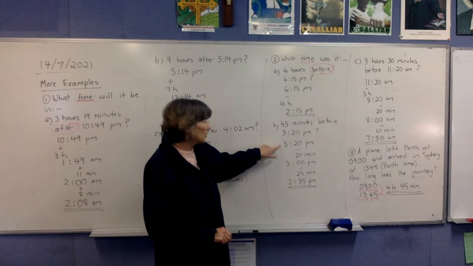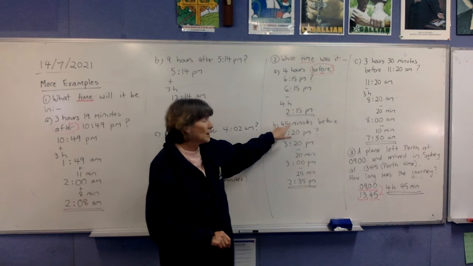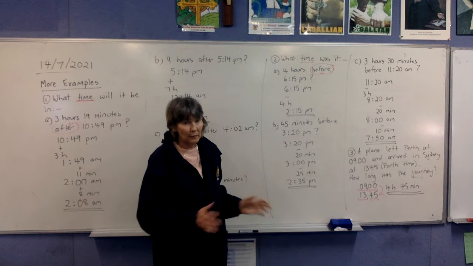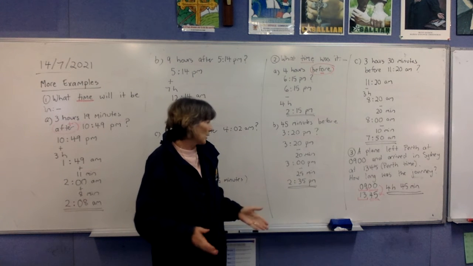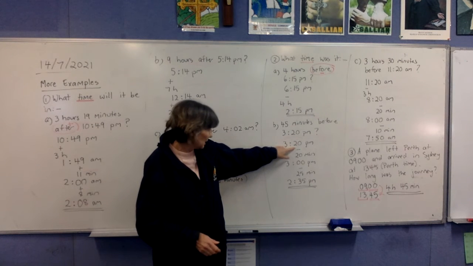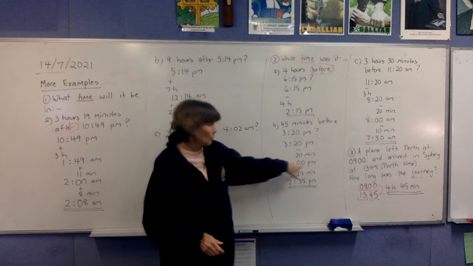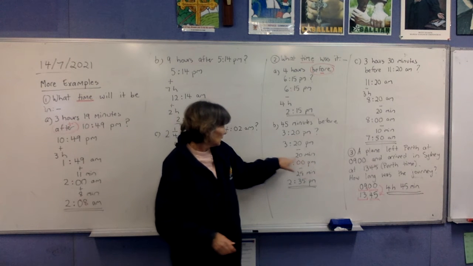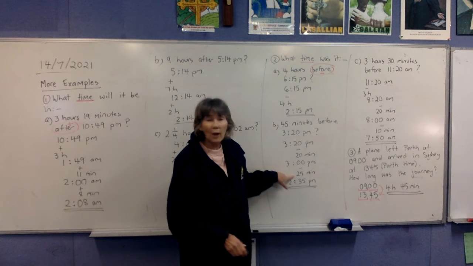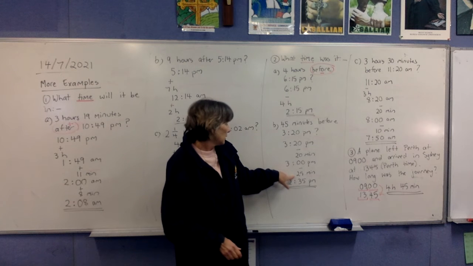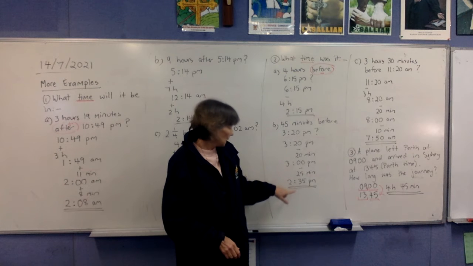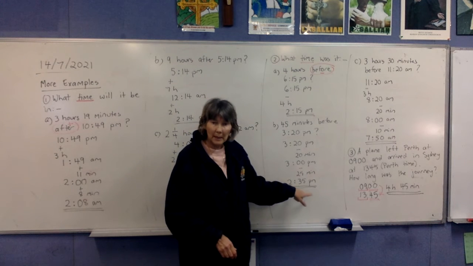Alright, so we're going to start at 3:20 p.m. and this time we're doing 45 minutes before that. So we're going to take off the 45 minutes. But if we try to do it all in one go, we're going to get the wrong answer. So I think that with 3:20 p.m. I could take off 20 minutes and get myself to 3 p.m. with the zeros there. Now because I only took off 20 minutes, I've still got more time I need to take off. So there's 25 more minutes I need to take off. So 3 p.m. take away 25 minutes will get me to 2:35 p.m.